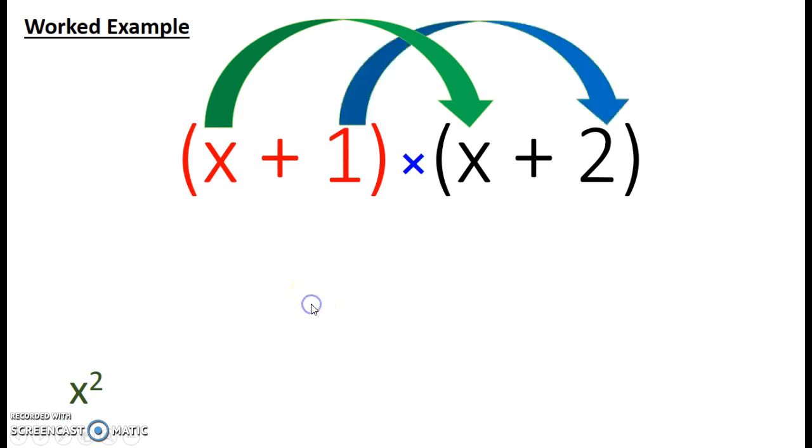And the second thing I'm going to do is multiply 1 in the red bracket by 2 in the second bracket, which is black. And 1 times 2 is as easy as you know, just 2.